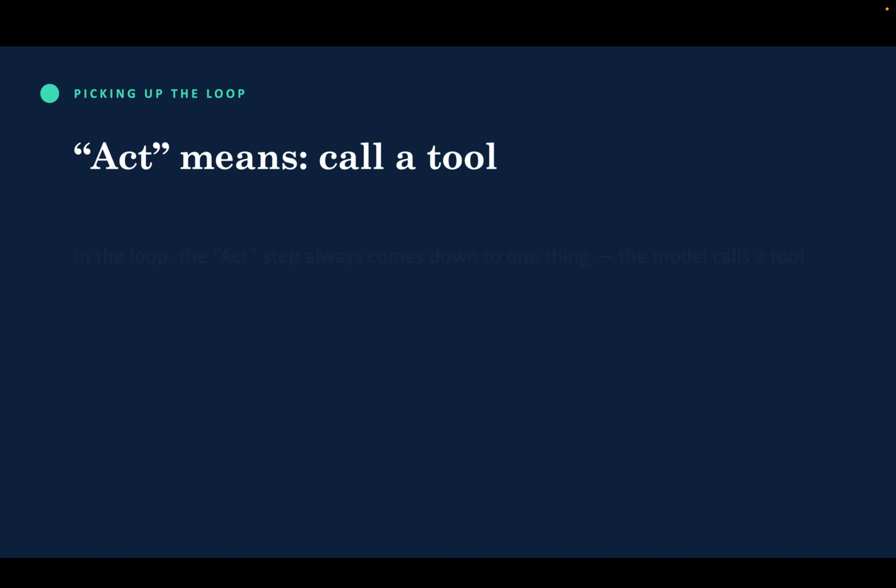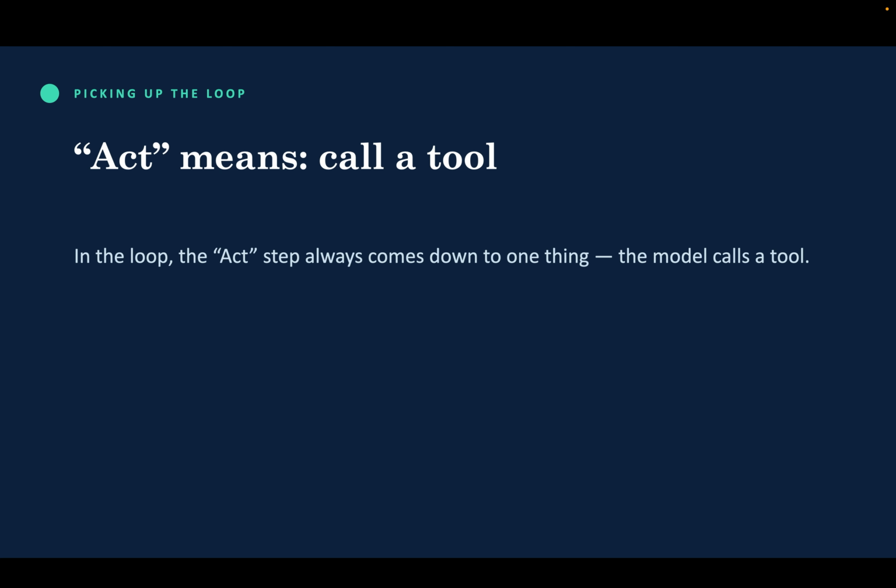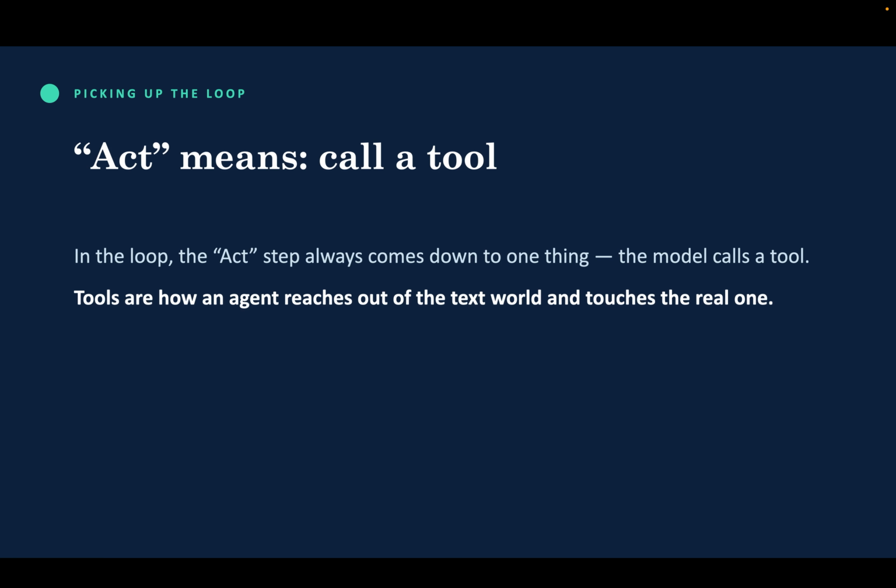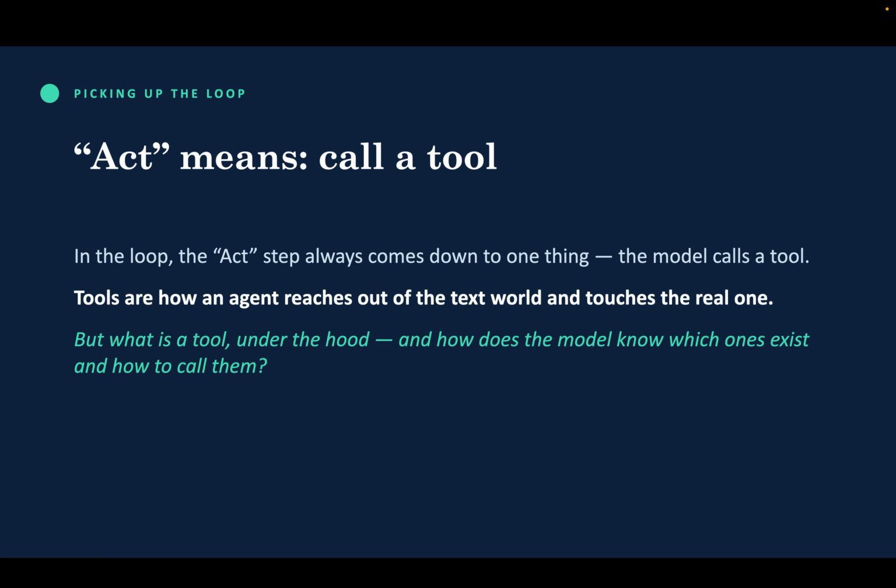So act means call a tool. So in the loop, the act step always comes down to one thing: the model calls a tool. Tools are how an agent reaches out of the text world and touches the real one. You remember in the last video, we invoked the tool for calculating or for searching the weather in Tokyo. If we take this example forward, we will now understand how the tool is connected with the agent.